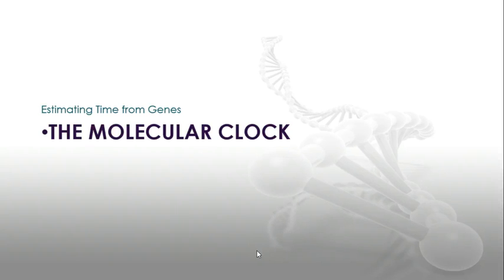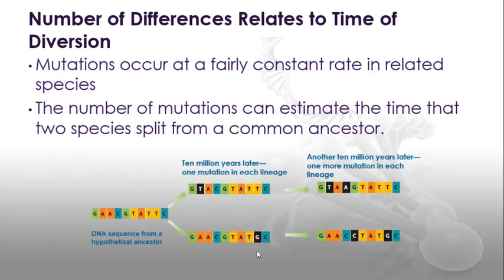Okay, so the last thing that we want to talk about is the molecular clock, okay? The molecular clock is us using genes to estimate the time that has passed between the divergence of species, okay? And so basically we're talking about how long ago did something split from a common ancestor, yeah? And mutations occur at a fairly constant rate in related species. And so you can use the number of mutations that have occurred between 2 species.